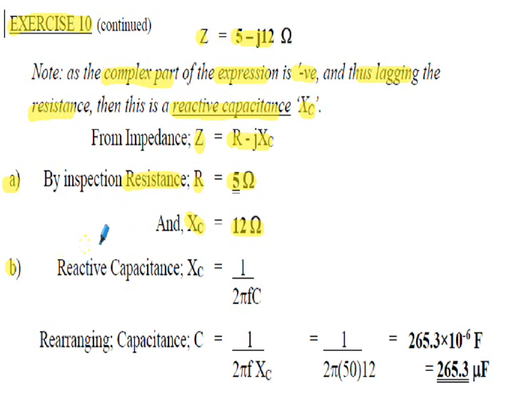Part B, we've got to find the capacitance. Well, we know the capacitive reactance XC is 1 divided by 2 pi FC, so rearranging for capacitance C, that's 1 divided by 2 pi F XC. Putting in the values, 1 divided by 2 pi multiplied by 50 multiplied by 12 in this case for the XC, evaluates to 265.3 times 10 to the minus 6 farads, or 265.3 microfarads.